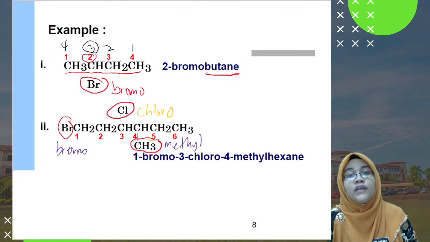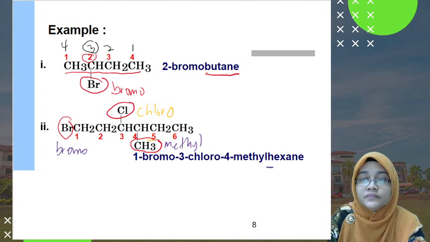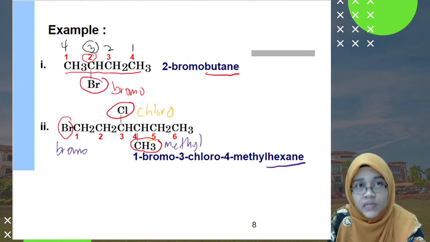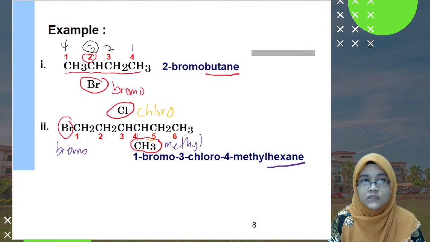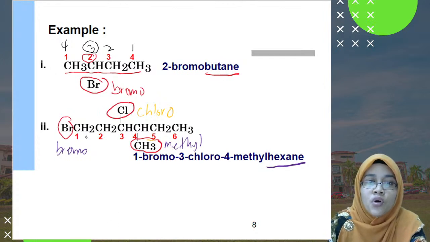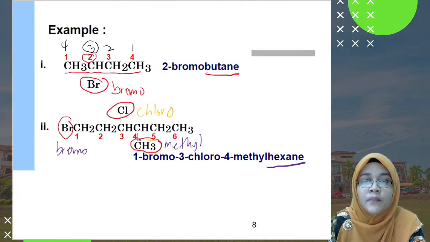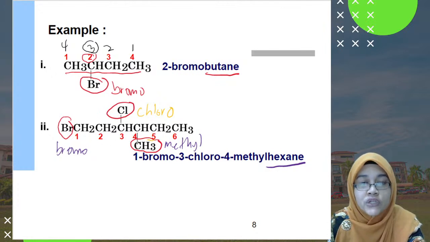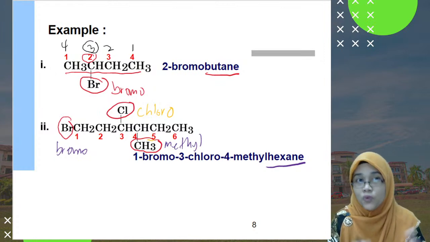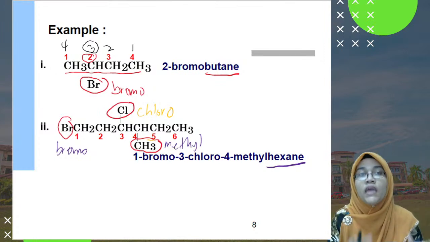Okay, now we have to number. We know the longest carbon chain is hexane. But the problem is how to give the numbering. Make sure when you number all the substituents and total up these numbers, you get the lowest possible number. So here bromo 1, chloro 3, methyl 4. 1 plus 3 plus 4 is 8. Am I right? The sum of the substituent locations is 8. If I number from right to left, the summation will be bigger. So we choose this way of numbering.